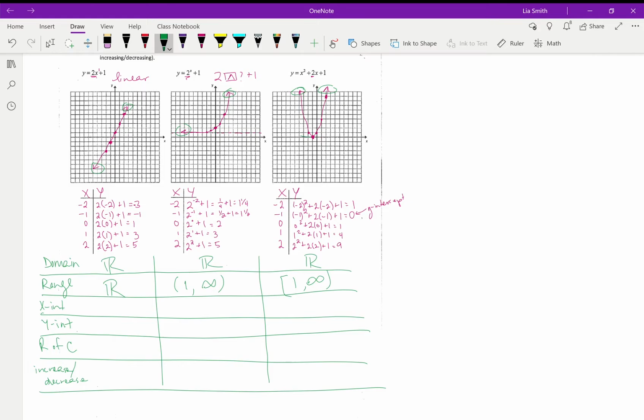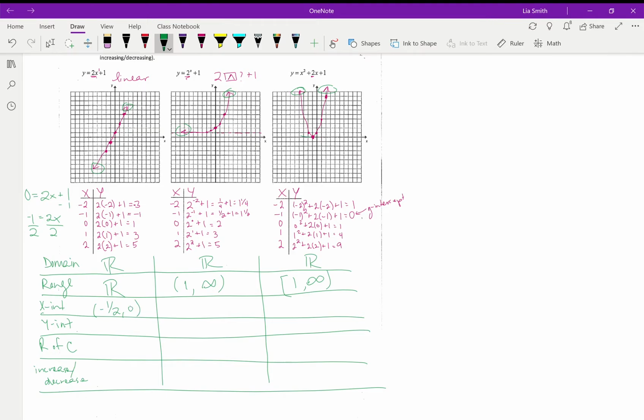Your x-intercepts here, oh, this one crosses at a fraction. So how could we find the x-intercepts if it's not obvious? Remember that we set the equation equal to 0 and solve. So that would be 0 equals 2x plus 1. And now let's solve for x. So subtract 1, negative 1 equals 2x, divide by 2. So your x-intercept is at negative 1/2 and 0.